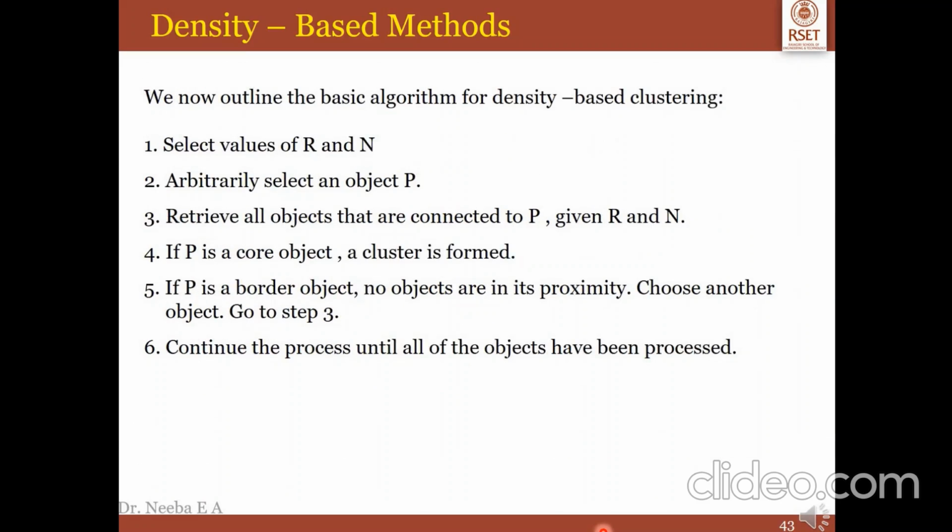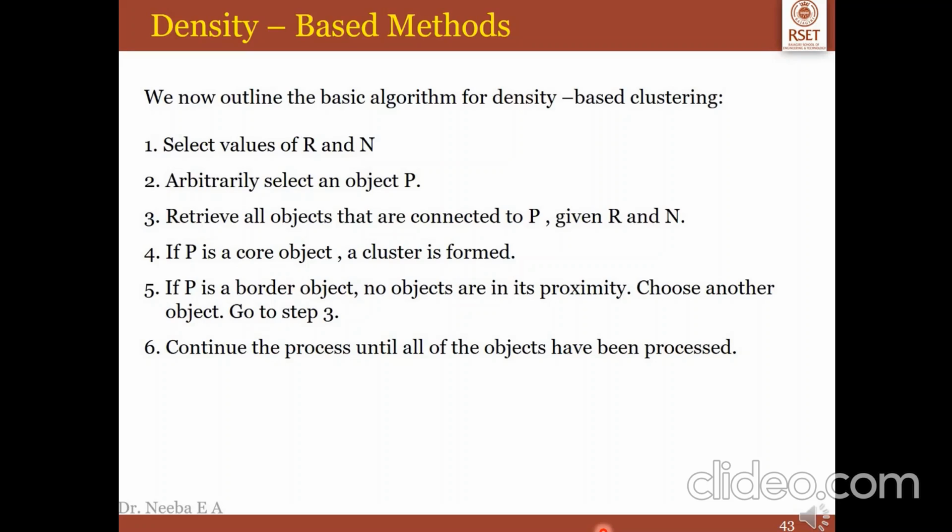Now comes the algorithm. Select the values of r and n, that is the radius and the min points. Then arbitrarily select a point P or an object P. Retrieve all objects that are connected to P given r and n. So how do you find this? Take the point, find out the distance with all the objects, and whatever is less than or equal to the radius, that will be considered. We're considering the number of min points which is required inside the cluster.